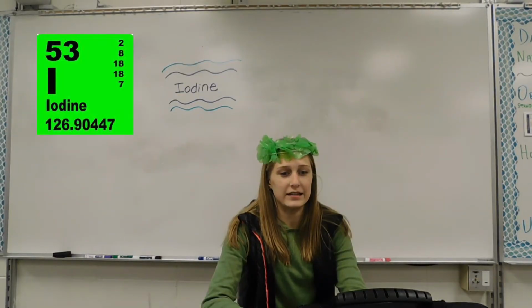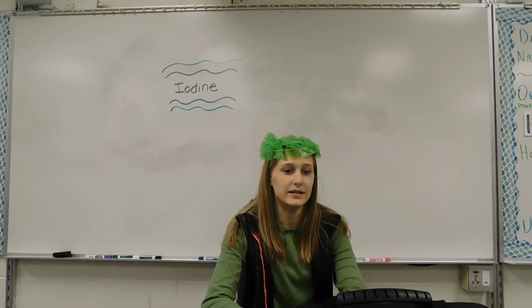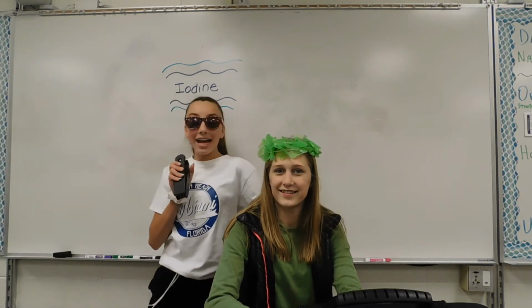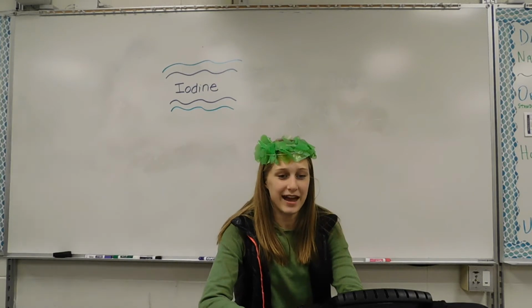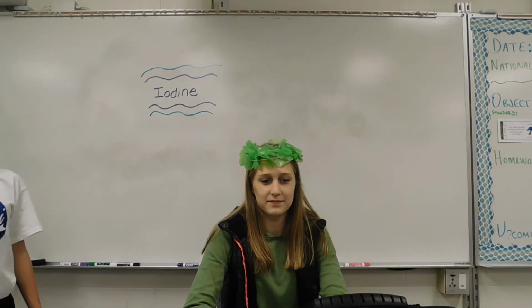I was discovered in 1811 by Bernard Courtois. My atomic number is 53 and my mass number is 126.90447. How does iodine interact with the body? The body uses iodine to make thyroid hormones. The thyroid hormones control the body's metabolism. You need thyroid hormones to produce proper bone and brain development when you are very young.